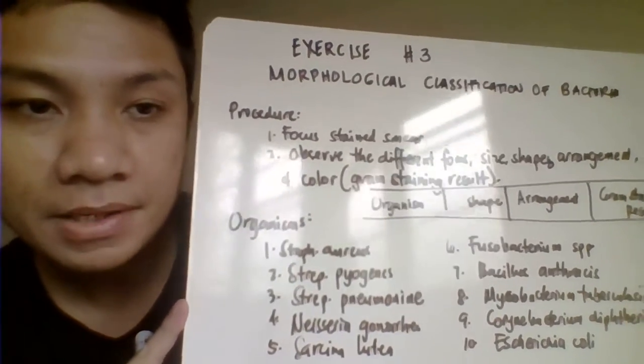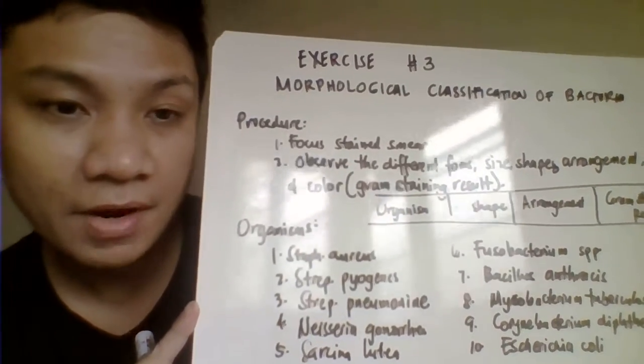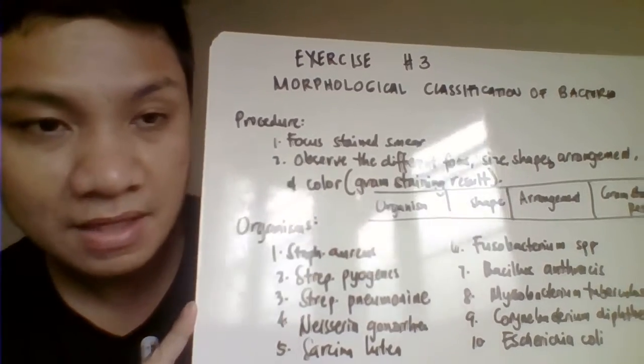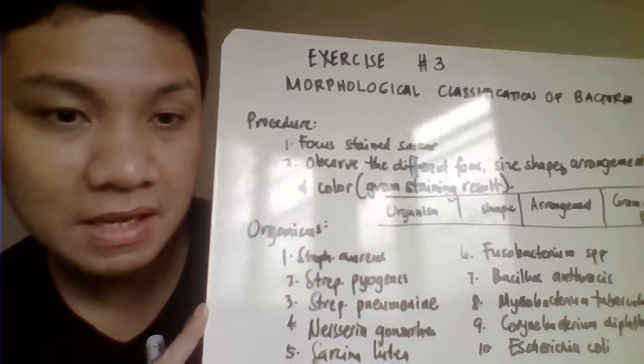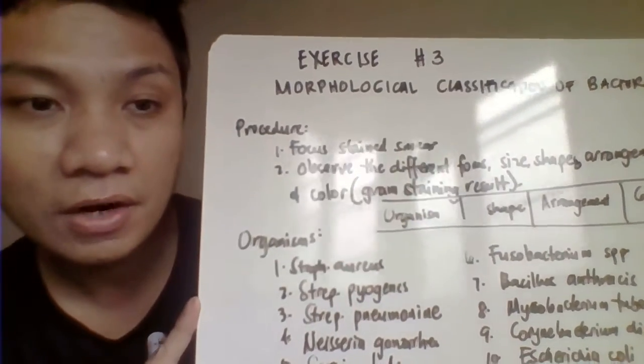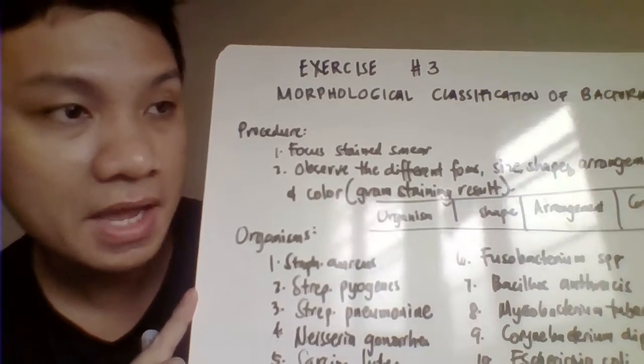Okay, activity number 3 is all about the morphological classification of our bacteria. This experiment would help us to identify the morphology of the different organisms, bacteria, that are listed in your laboratory manual. So you just need to identify their shape.